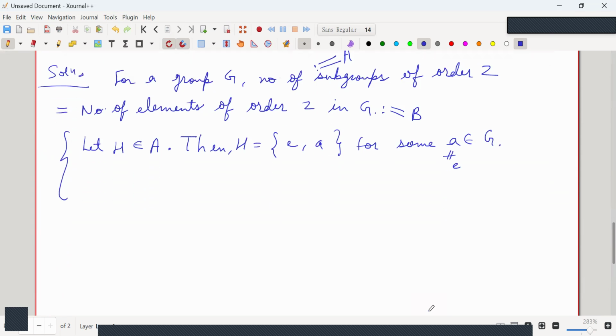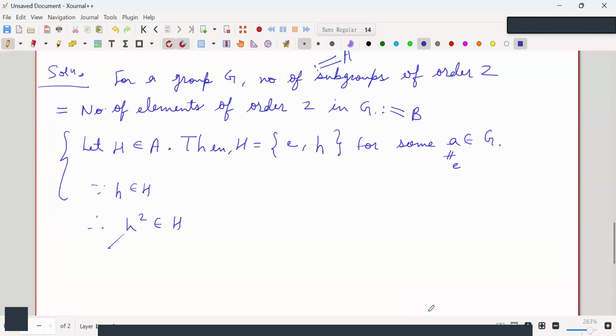Now, since A is inside H, or it's a very bad notation because I am not denoting this set by A, elements of H should be denoted by small h. Okay. So, since h is inside H, therefore h square should also be inside H.